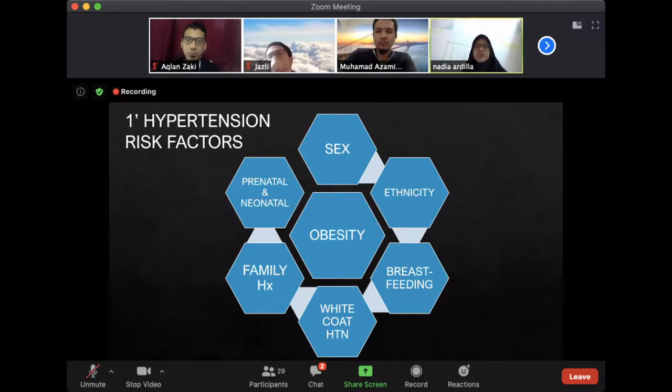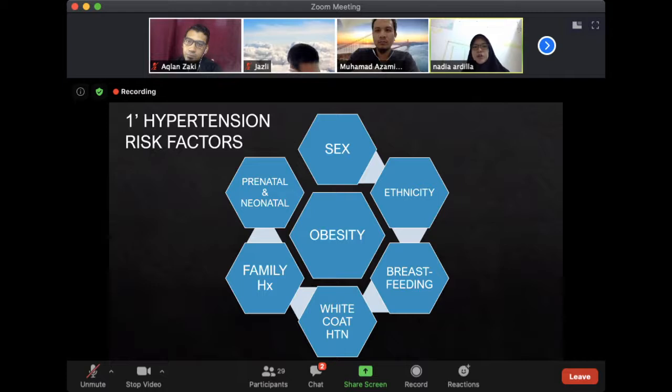And also, usually patients with primary hypertension have a family history of hypertension in a first degree relative. For prenatal and neonatal history factors, there's evidence that low birth weight is a risk factor for primary hypertension later on. As well as a mother with preeclampsia, a child of a mother with preeclampsia has risk of primary hypertension later on. Okay, that's for primary hypertension.